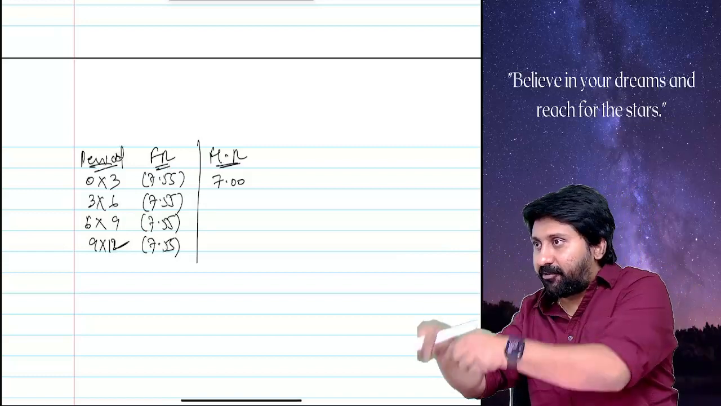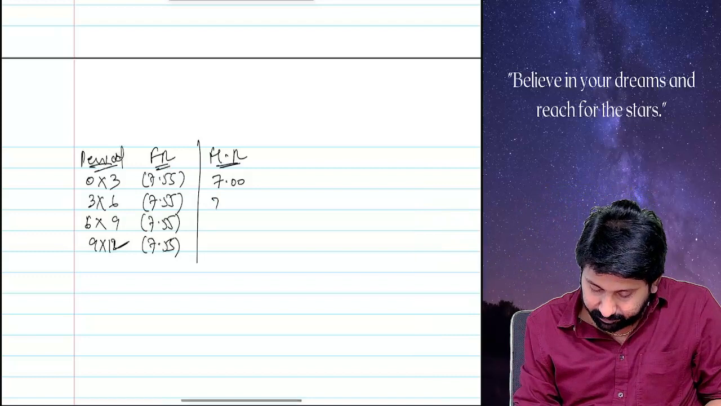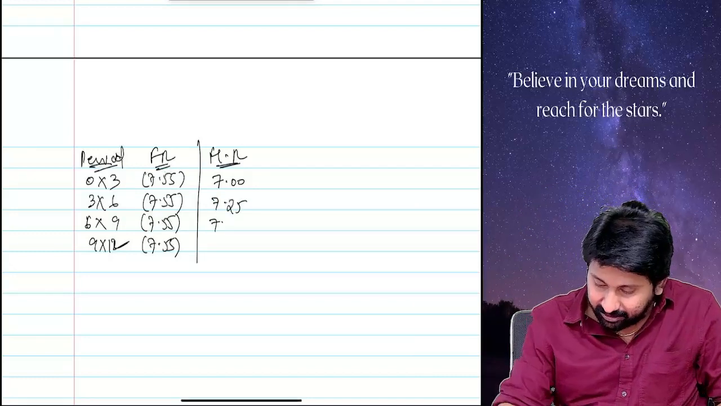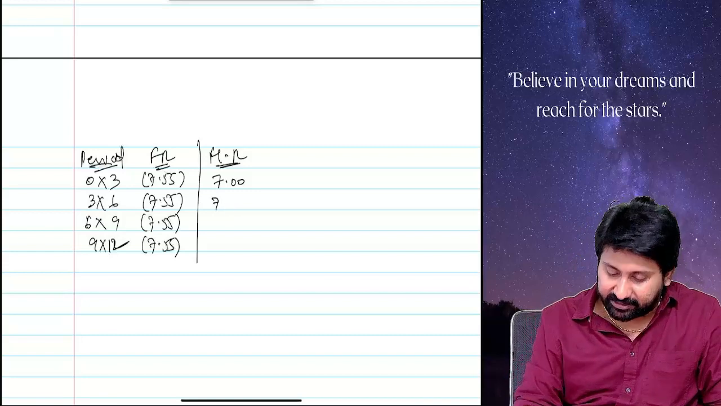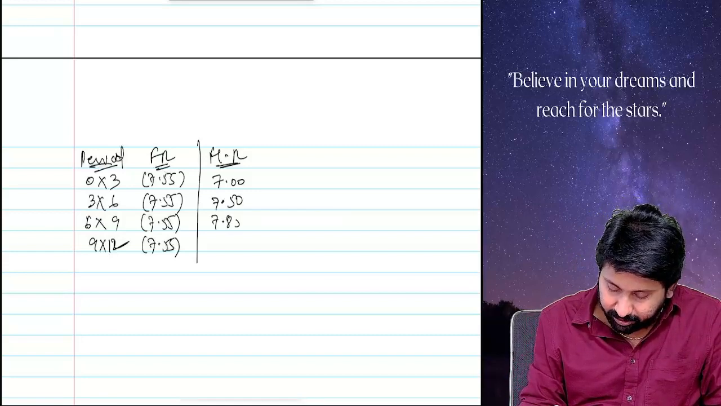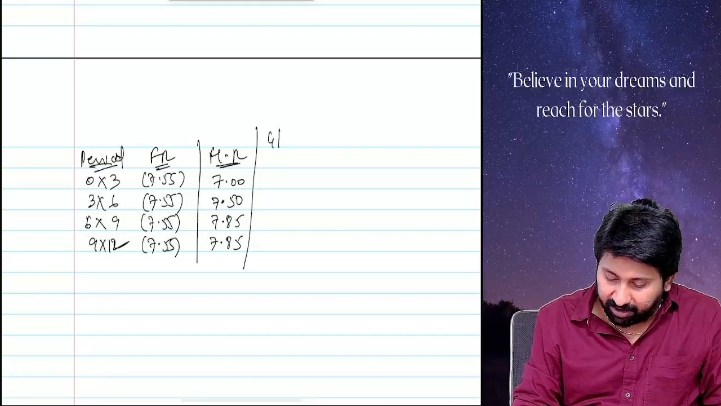LIBOR is floating. But actually what is the floating rate prevailing on that day? 7.25. Next, 7.45. You are not telling the exact rates. 7.5. 7.85. 7.85. Now tell me, am I having a gain or loss?